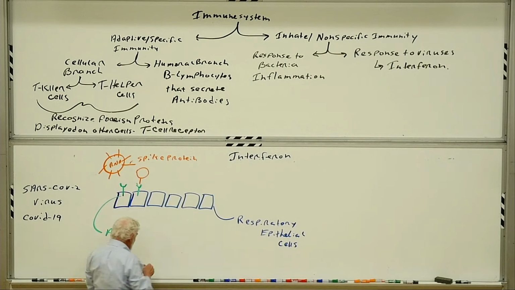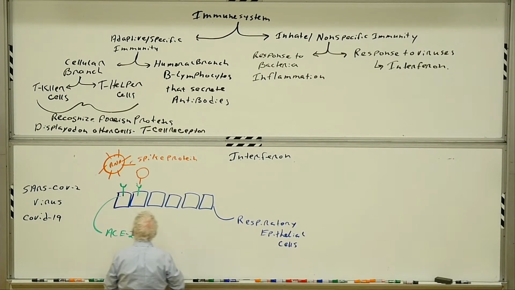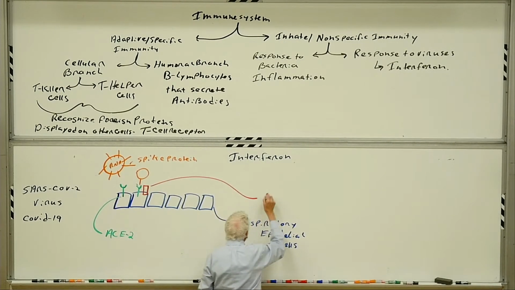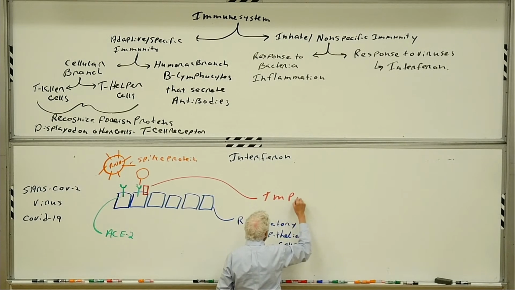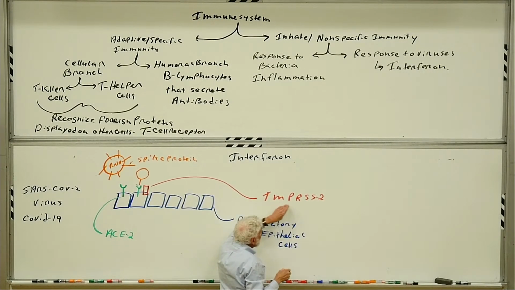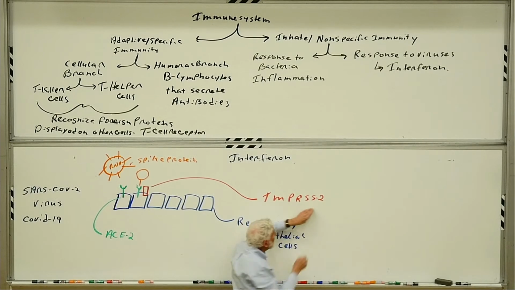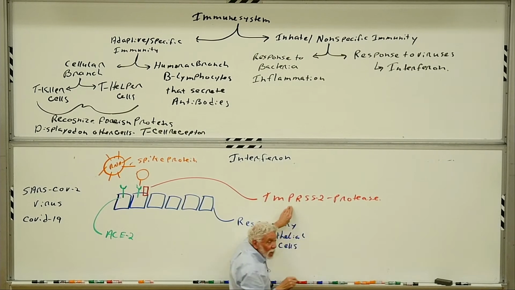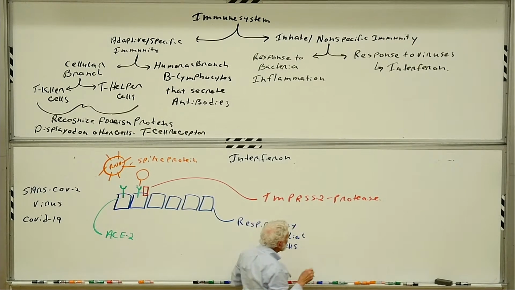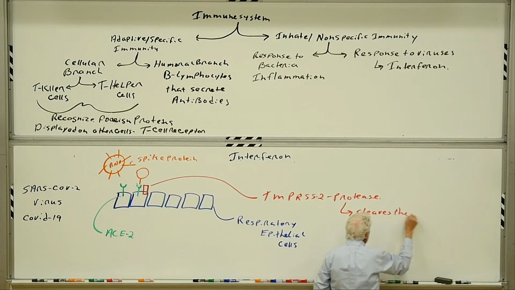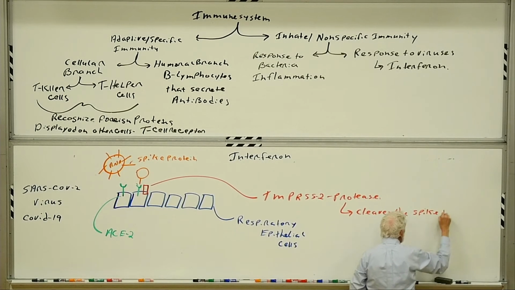So the next character in the play is going to be this transmembrane protein, and I'll put it in red. This protein has a name. It's called TMPRSS2. It stands for transmembrane protein serine site 2. This is a protease. For the biochemists among you, this is a serine active site protease. So in the active site, it has a serine, but it's a protease, and what it does is this protease cleaves the spike protein.